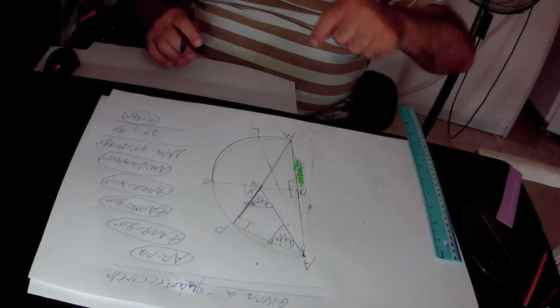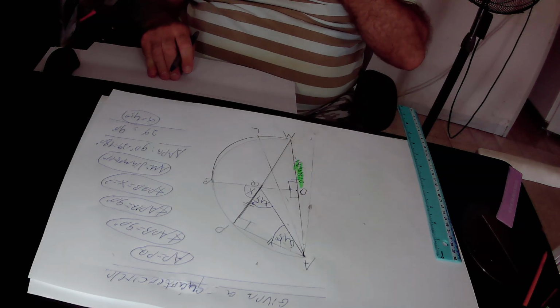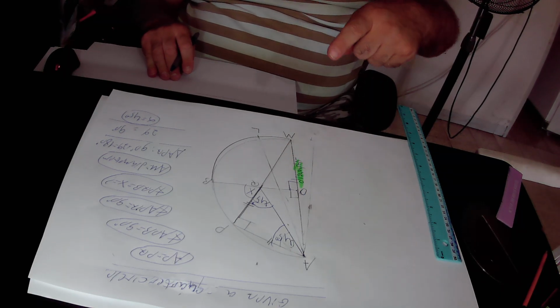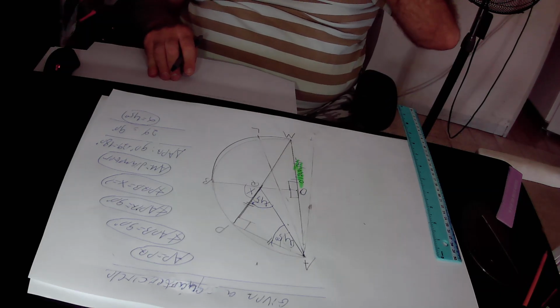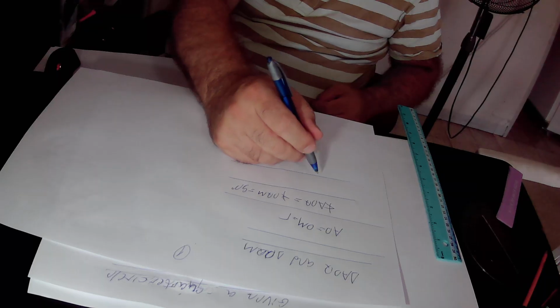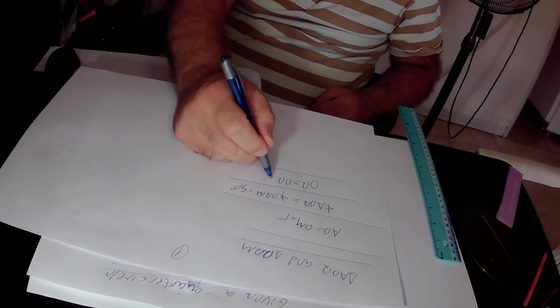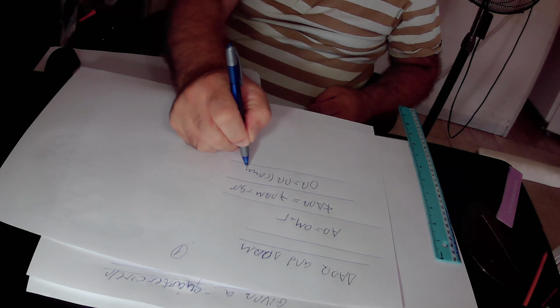And finally, this is side OQ, that is a common side that belongs to both triangles. So I can write down that side OQ equals itself, a common side that belongs to both triangles.